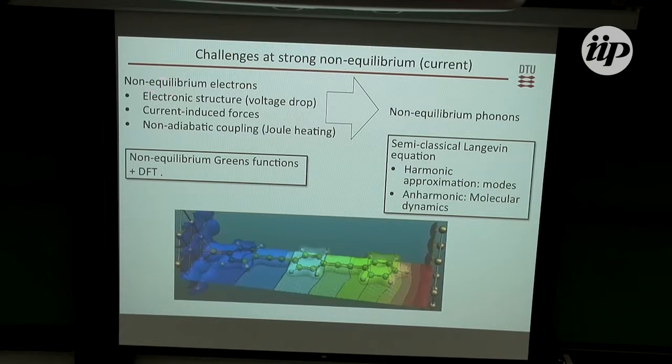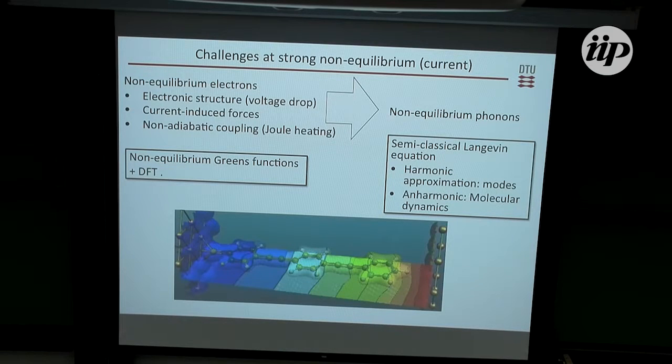First of all, you have these non-equilibrium electrons, so you need to take this into account in the electronic structure. And we'd like to be able to calculate these current-induced forces and also the Joule heating via this non-adiabatic coupling to the phonons. What I'm trying to push here is this non-equilibrium Green's function method in combination with DFT. It's very nice that we already had the introductory talk by Alexander Rocha yesterday, so I'm going to lean heavily on this.